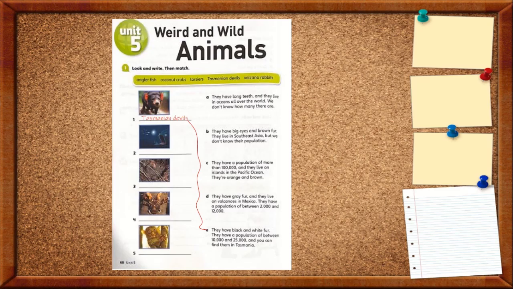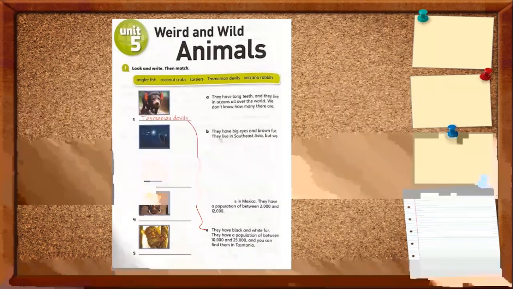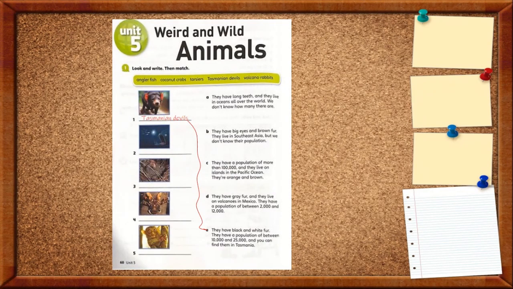For example, number 1 is Tasmanian Devils. We have to match it with letter E that says they have black and white fur. They have a population of between 10,000 and 25,000, and you can find them in Tasmania.